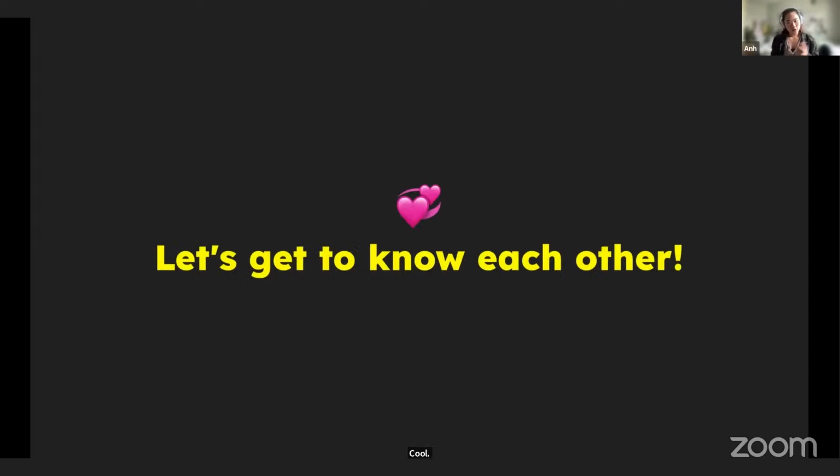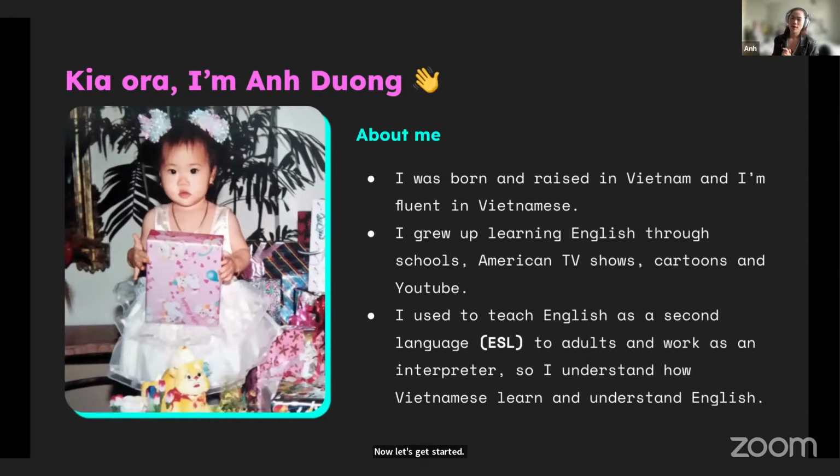Let's just get to know each other for a little bit. My name is Anh, and currently I reside in New Zealand. Hence, I say kia ora all the time. I was born and raised in Vietnam, and I'm fully fluent in Vietnamese. I grew up learning English through school a little bit, but mainly a lot of it was American TV shows, hence the accent, even though I live in New Zealand, cartoons and American YouTube channels. So a lot of it is internet English language.